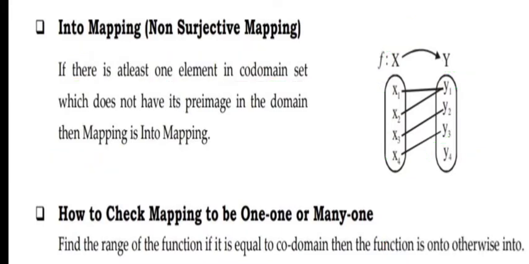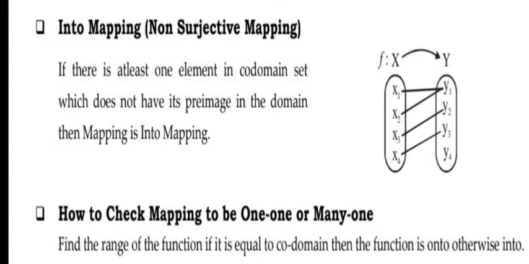Next, how to check whether a mapping is onto or into? Find the range of the function and check if it is equal to the codomain. Now range means the elements which are correlated from domain to codomain.